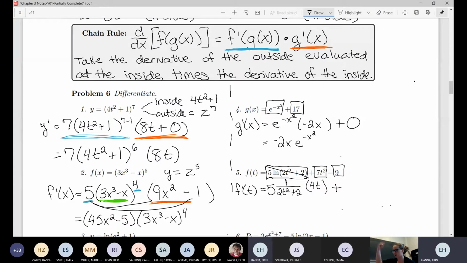7 comes along for the ride. You bring the power down, so you'll get 14t. And then subtract the derivative of 9. Since there's no variable attached to that, it's just a constant. Derivative of a constant is 0. So of course you don't have to write it if you don't want to.